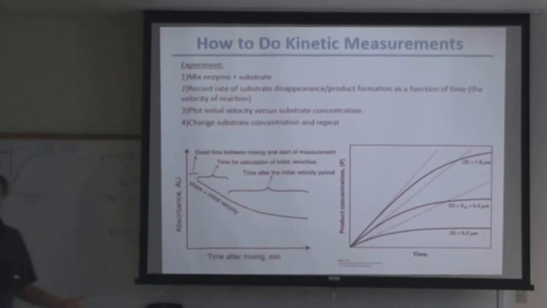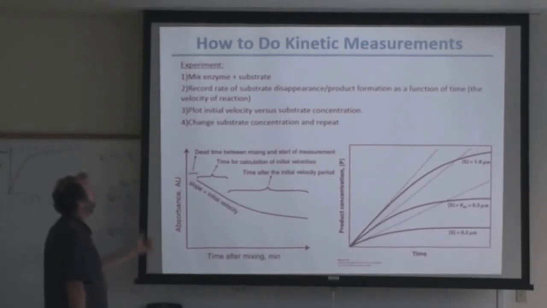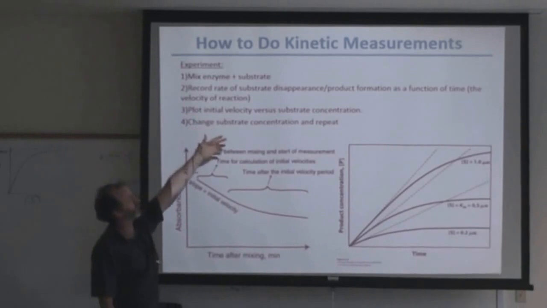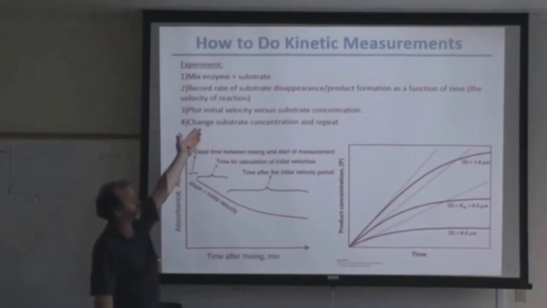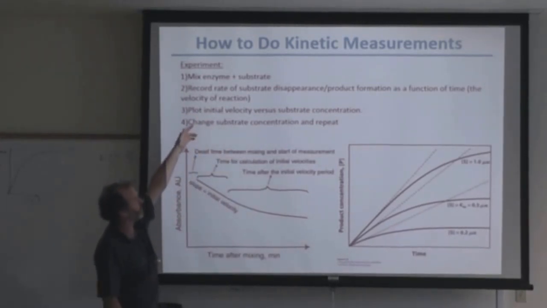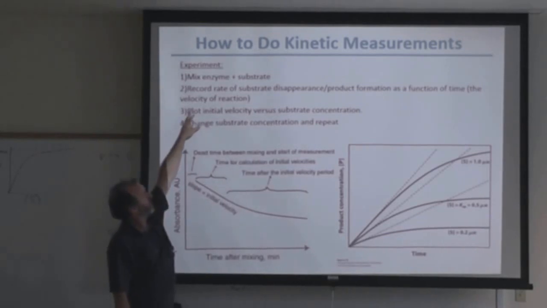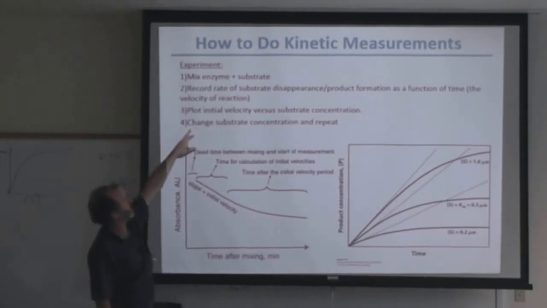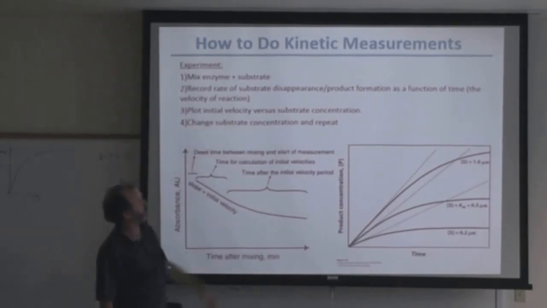So here's an experiment that shows you an example of how to do a kinetic measurement. First, you mix the enzyme and substrate, then record the rate of substrate disappearance or the rate of product formation as a function of time, which basically is the velocity of attack. Plot the initial velocity versus substrate concentration, and then change the substrate concentration and repeat.